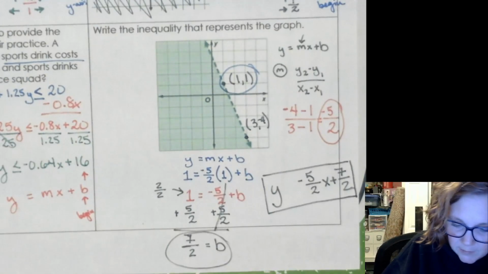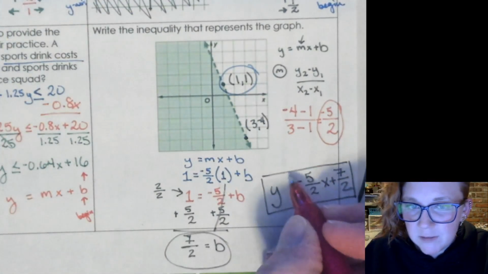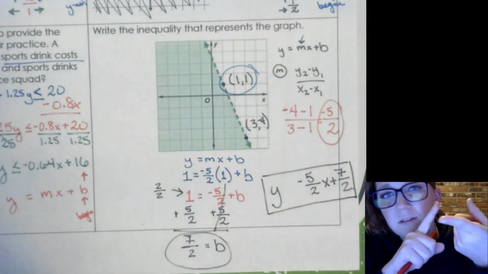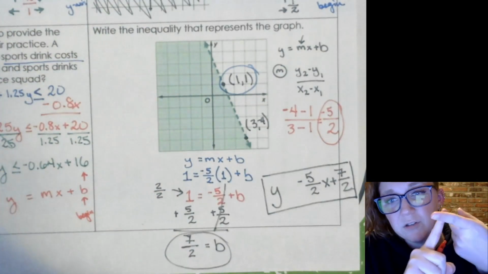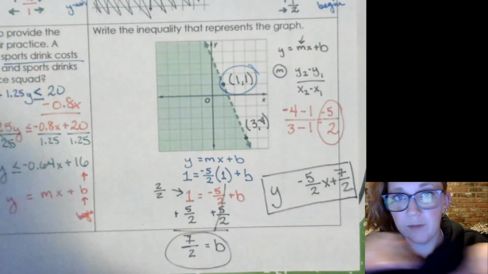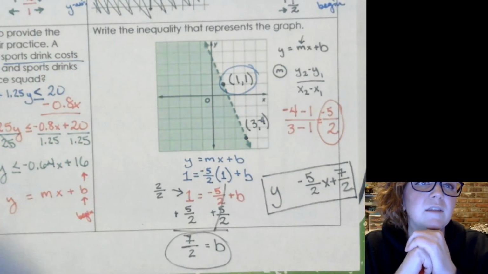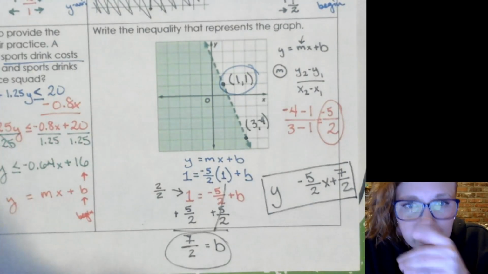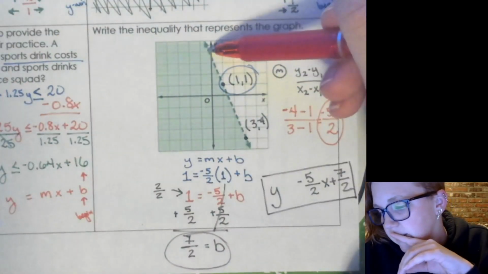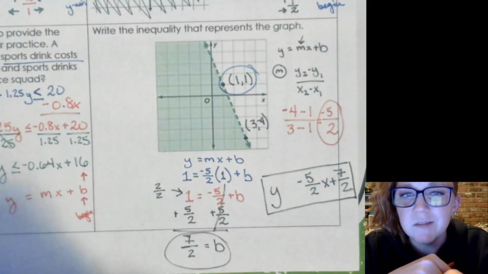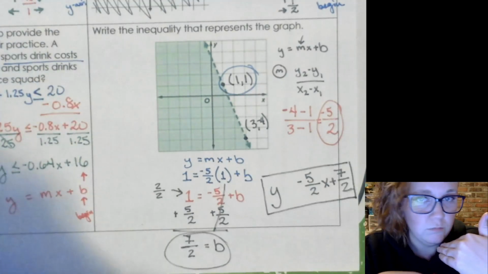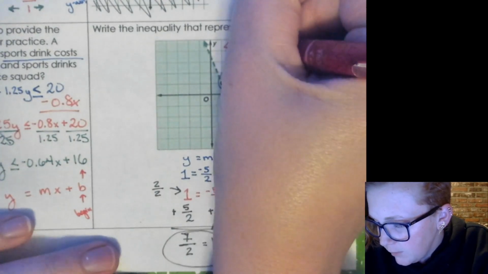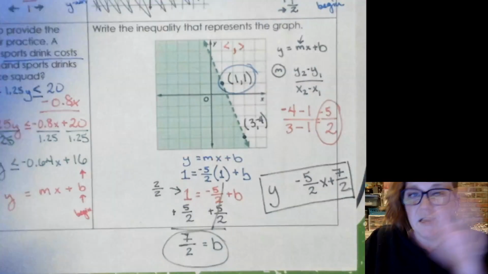The last thing that we need is that inequality symbol right here. There are two things you've got to look for. You've got to look at the line. Is it solid or dashed? That'll tell you if it's got that equal to part on the bottom. And then you're going to look at the shading. Looking at our line, it's got a bunch of dashes, which means no equal to. So it's going to have to be a less than or a greater than. It's got to be one of those.